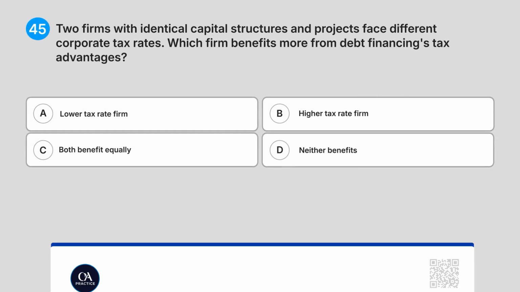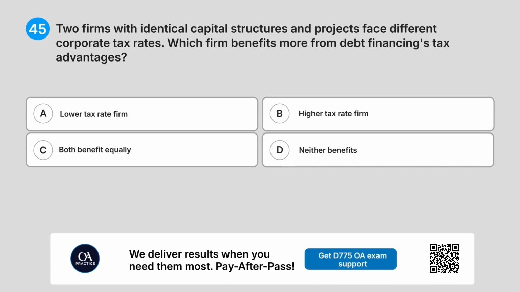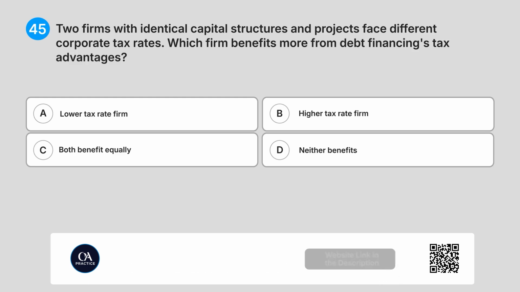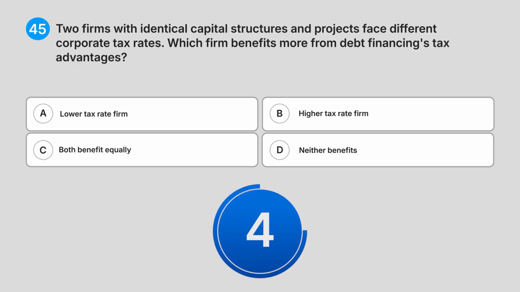45. Two firms with identical capital structures and projects face different corporate tax rates. Which firm benefits more from debt financing's tax advantages? A. Lower tax rate firm. B. Higher tax rate firm. C. Both benefit equally. D. Neither benefits. Can you guess the answer?